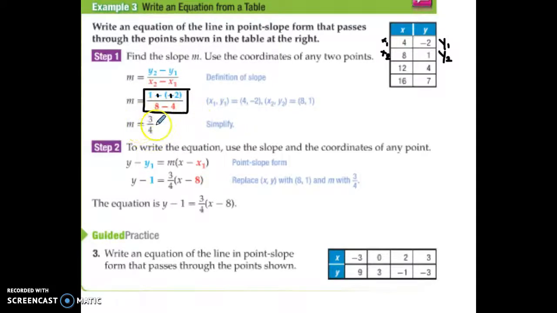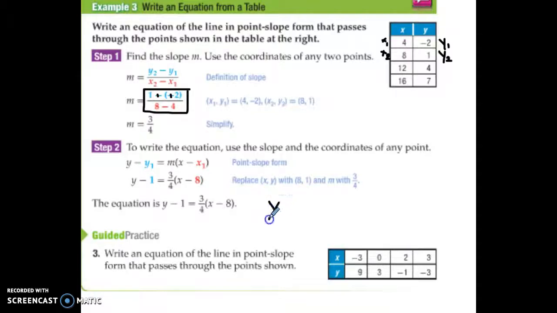So my slope is 3/4. I can pick any point that I want. If you look down here, they use 1 and 8. They use this point. Let's go and use another point. Let's just use the top one. I want to show you what happens when you put a negative in there. All these answers are going to end up being correct.